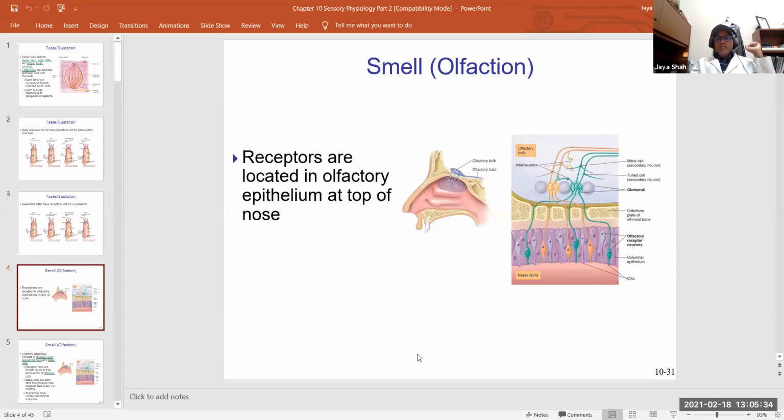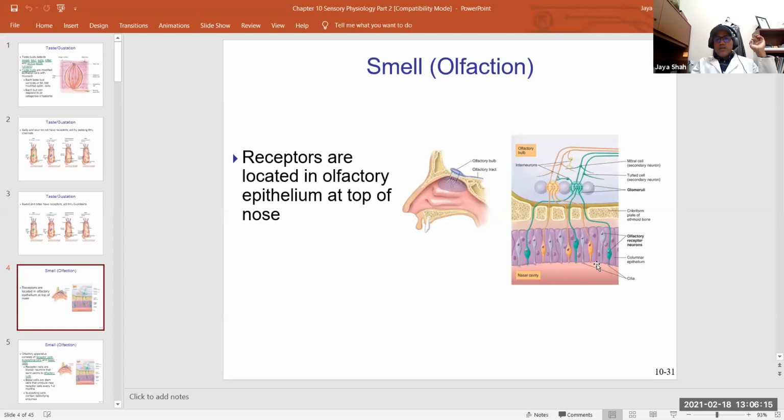Smell, or olfaction, works the same way, with large molecules. So what happens? Smell is by your nose. On the roof of your nose, there is an olfactory epithelium at the cribriform plate of your ethmoid bone. And those receptors in the roof of your nose have several kinds of receptors. You see, there are columnar epithelial cells, and in between them, there are olfactory neurons. You see, olfactory neurons and then epithelial cells.